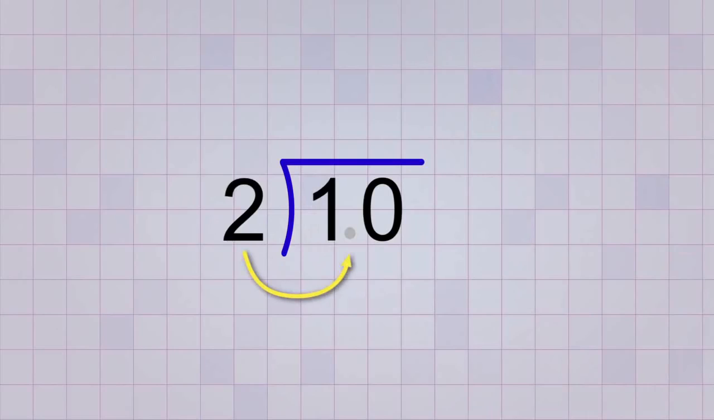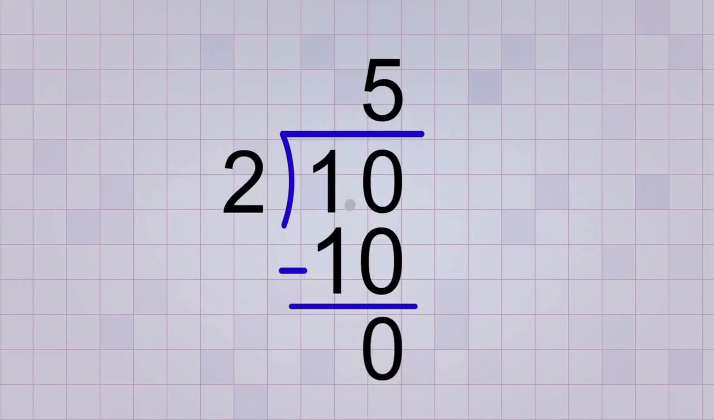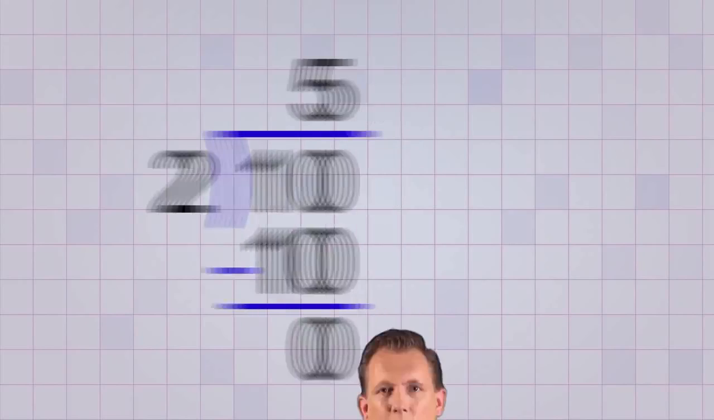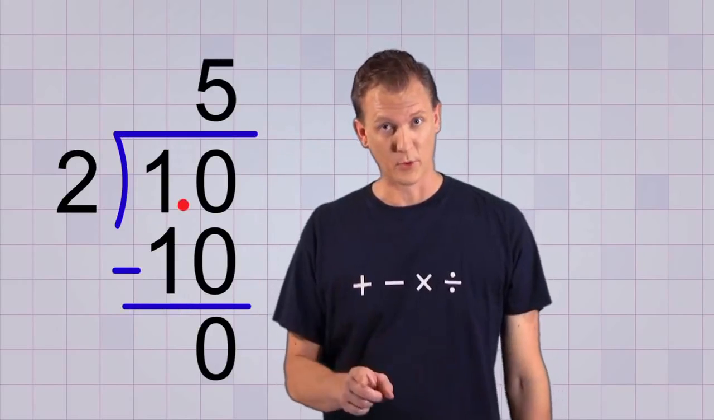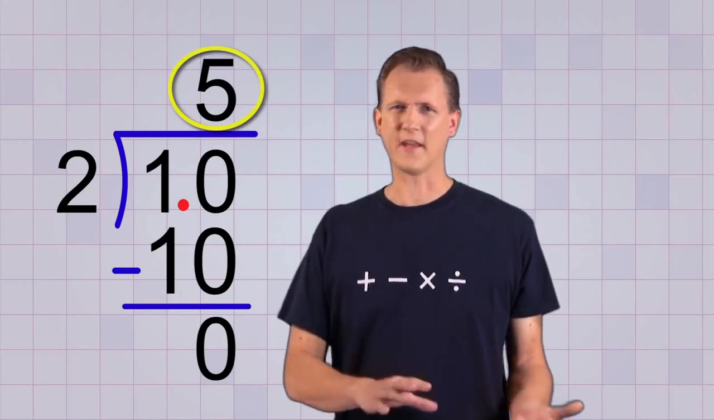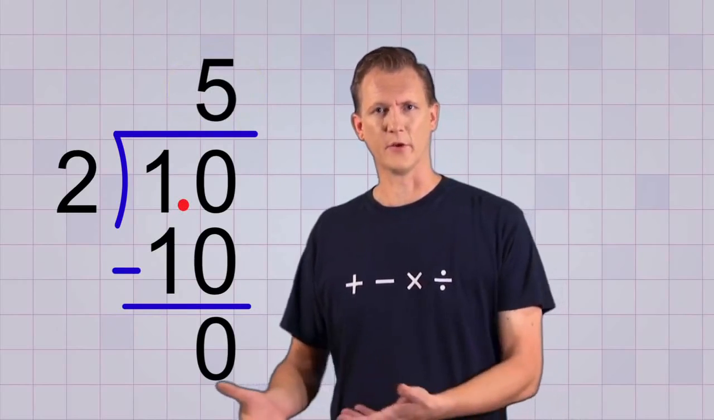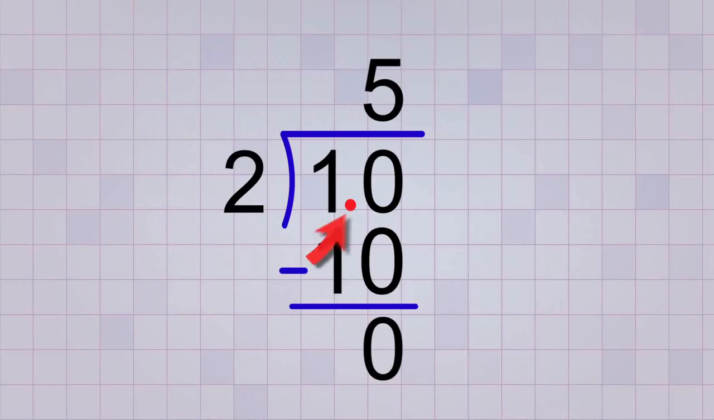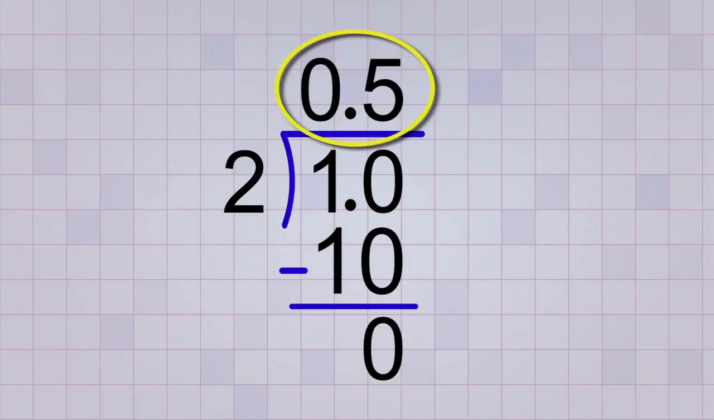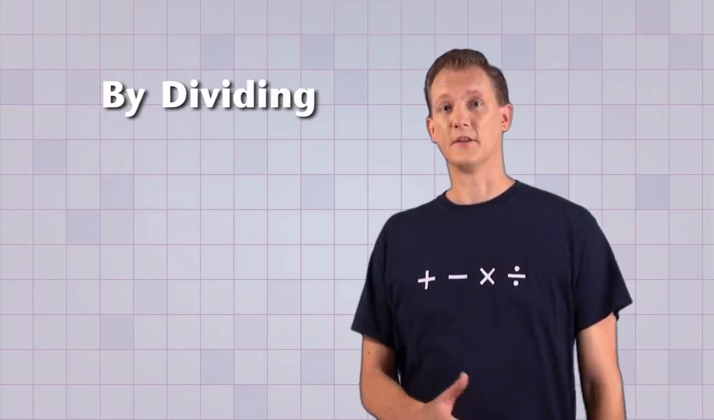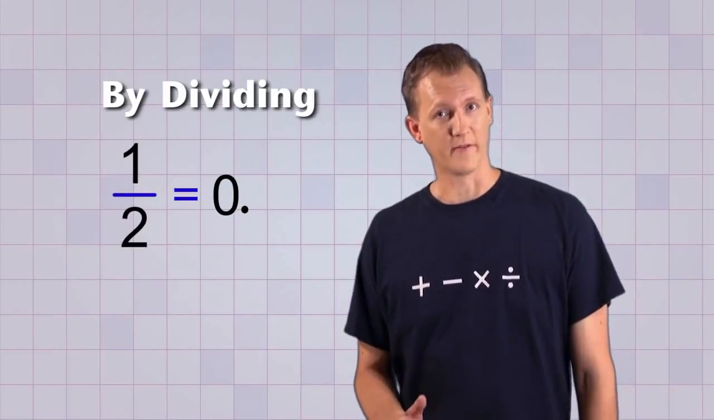So 2 will go into 10 5 times, because 5 times 2 equals 10. And that leaves no remainder. So we're done, right? Not so fast. We've got that decimal point to deal with. And we know that 5 can't be the answer because 5 is bigger than 1/2. We just need to include the decimal point in our answer for it to be correct. We put it directly above the decimal point in our problem. There. Now our answer is .5, or 0.5, which is the more proper way to write it. So by dividing, we figured out that the decimal value of 1/2 is 0.5.